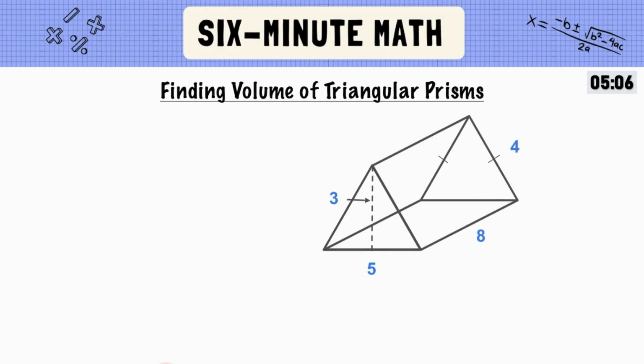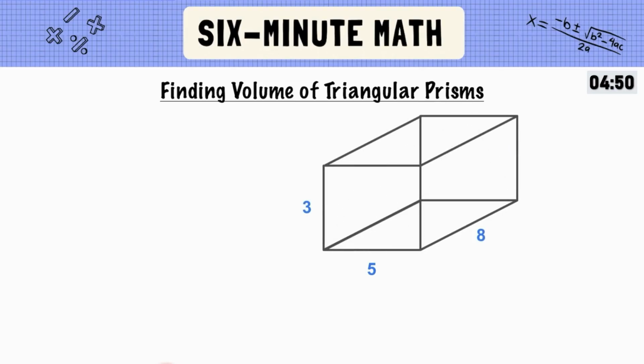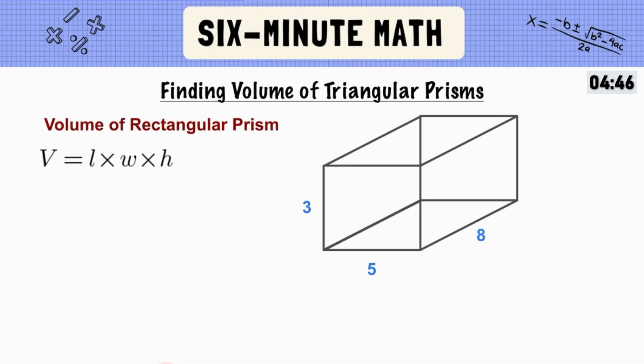So let's look at an example here. We're going to find the volume of this triangular prism, and I'm going to first find the volume of a rectangular prism using the same measurements of 5, 8, and 3. So there is my rectangular prism, and I know that the volume of a rectangular prism is length times width times height. So in this case, we have 8 times 5 times 3, which is 120.